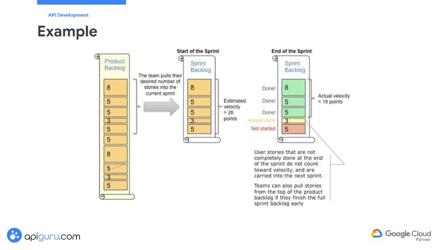Moving forward, the Scrum Master and Product Owner must decide how to adjust the team's workload for the next sprint. They can stick with the 18 points or set a target somewhere between 18 and 26 points. I hope this course has provided valuable insights into Agile API development.